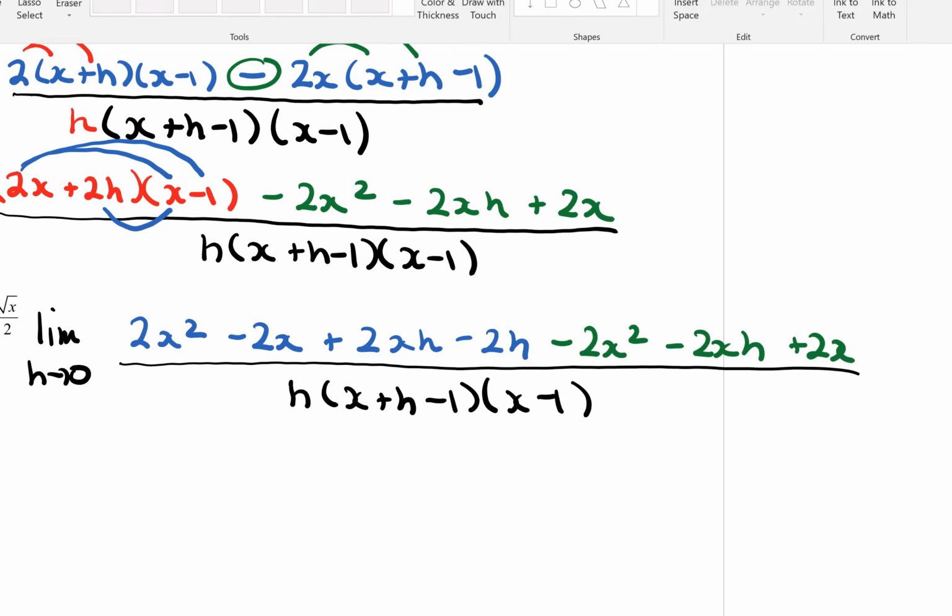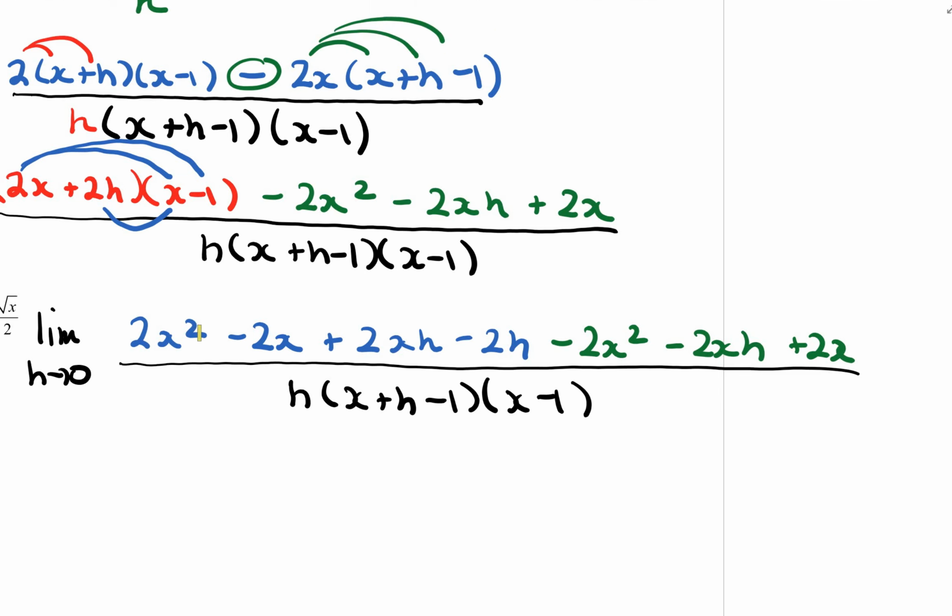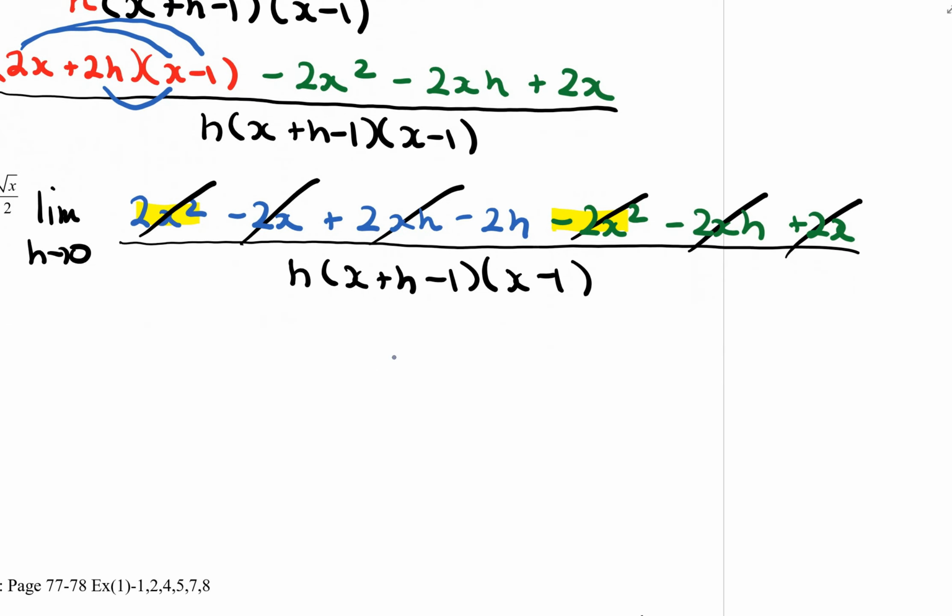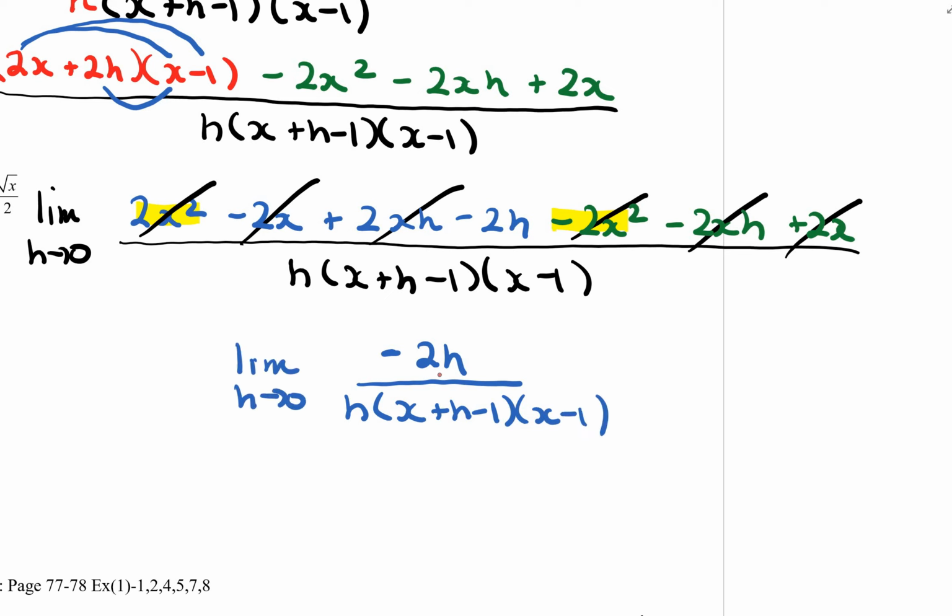Alright, fantastic. Now let's go ahead and start canceling things off here. So this thing and that thing will cancel off. So that and that will cancel off. I would say this and this will cancel off. This and this will cancel off, which is great. So when I take a look at all this, this all simplifies to negative 2h on the top, all divided by h bracket x plus h minus 1 times x minus 1, the limit as h goes to 0. And I would say that and that will cancel off, giving you the limit as h goes to 0 of negative 2 all over all this now.